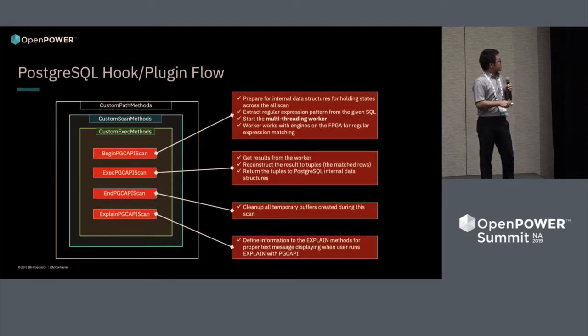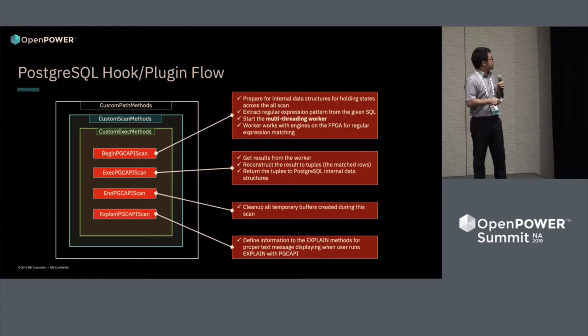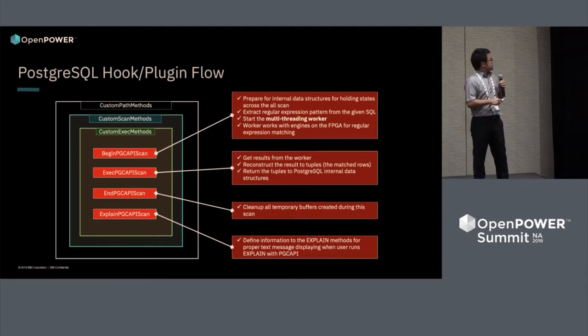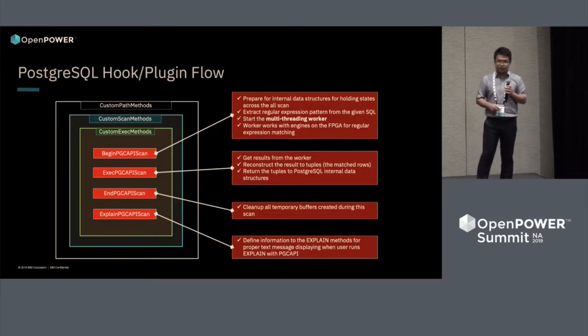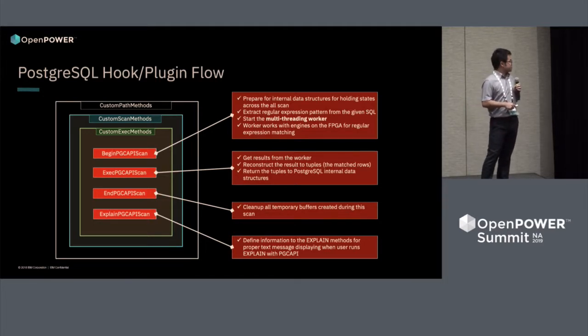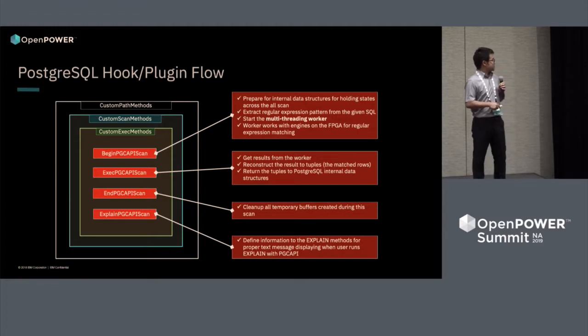For the software, we are basically building our whole software on top of the Postgres hook and plugin flow. The Postgres hook and plugin flow is basically the custom path, custom scan, and custom execution methods. There are 4 very important hooks to implement our acceleration. Those 4 hooks are begin scan, execute scan, end scan, and explain scan.